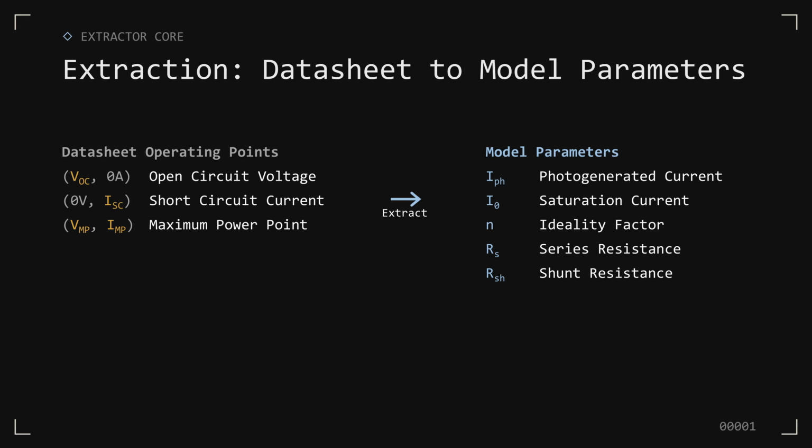Welcome to part 2 of the solar cell series. By the end of this video, we'll have everything needed for a functional extractor. We're in the middle of recovering 5 model parameters from the datasheet's 3 operating points.